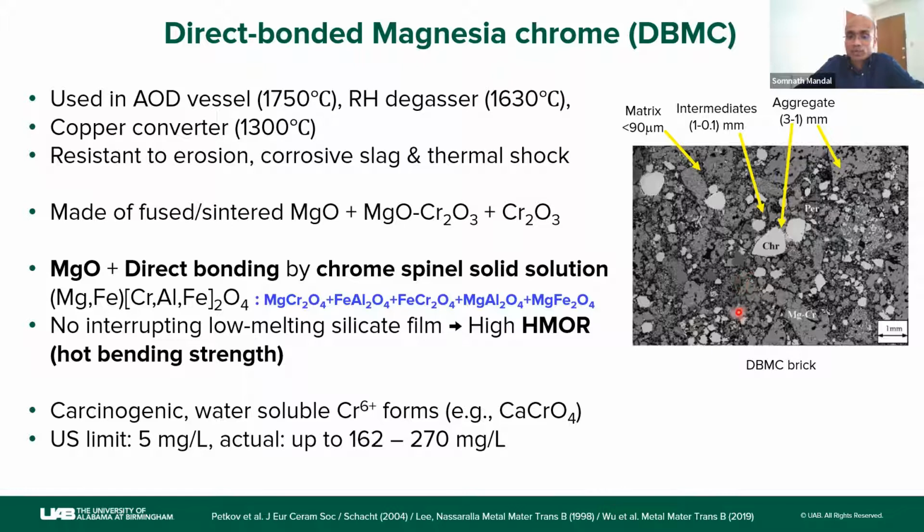But the problem is that at high temperature, the chrome present in these refractories, and also in alumina chrome, can react with slag. It can react with alkaline vapors and form hexavalent chrome compounds. There are different compounds like calcium chromate, then chrome hawine, and the US permissible limit for this hexavalent chrome is 5 milligram per liter.